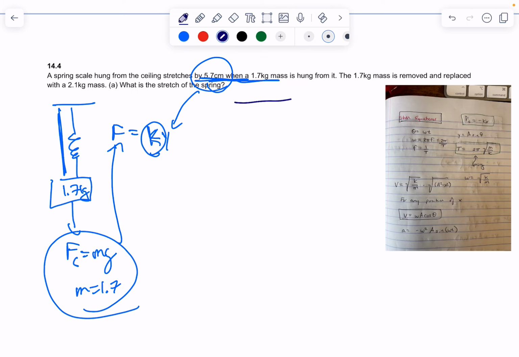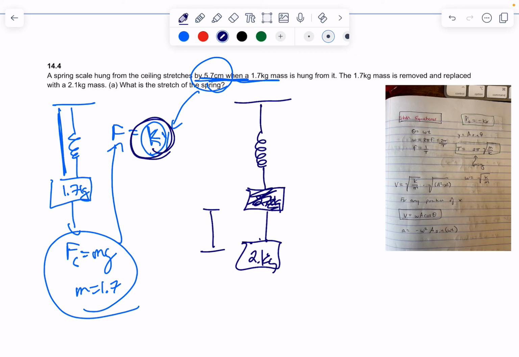And then you're going to change it, right? What we then do is we change the weight, same spring, but now we have a weight of 2.1 kilograms, so it's going to be stretched further. I should have drawn it further down like this. So it's going to stretch further because, of course, you have an additional weight. But now we know the spring constant from this question, right?